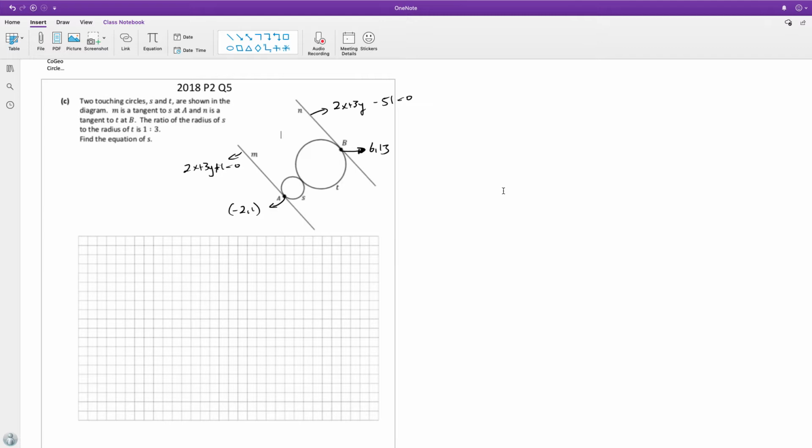So, any idea how we're going to get the equation of this? First things first, what do we need for the equation of a circle? We need the center and radius. We need H and K, and we need a radius. Center and radius.